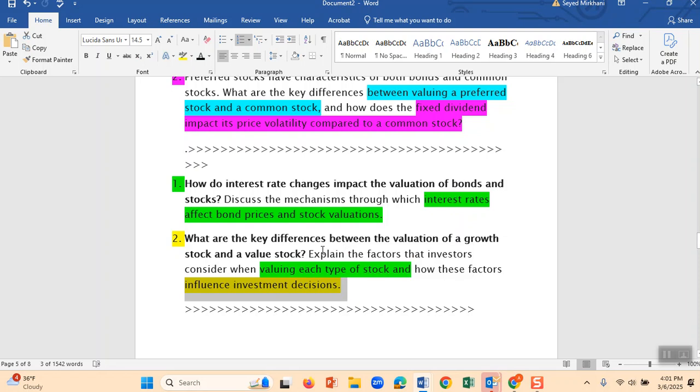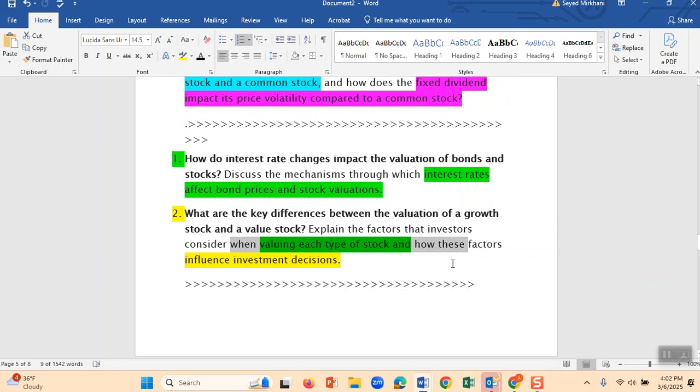Okay, let me read it. Explain factors that you consider in valuing each type of stock and how these factors influence investment decisions. Some people are after growth stocks, some after value stocks, and some after defensive stocks, and it all depends on many factors. Let's say if I am a retired person, 90 years old, I don't care about growth stocks. All I care about is stocks that are stable. They don't go up and down, because if I buy a stock, I am 90 years old and suddenly stocks drop, I cannot wait 20 years to see that good things are happening.